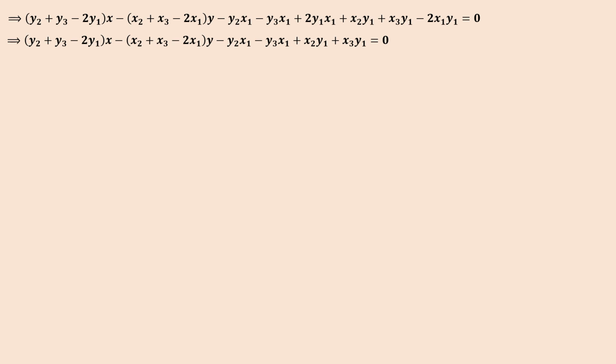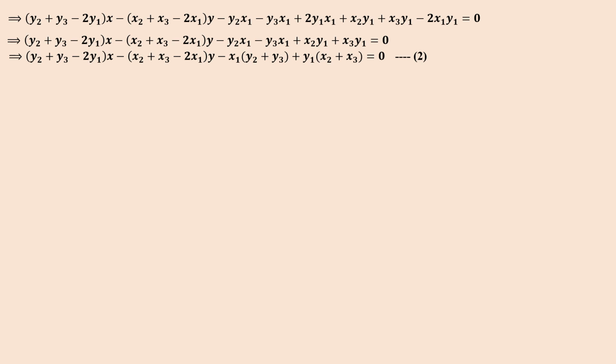So after grouping, 2x1y1 minus 2x1y1 gets cancelled. Remaining, you have the x term (y2 + y3 − 2y1) into x − (x2 + x3 − 2x1) into y, then − y2x1 + y3x1 + x2y1 + x3y1, which is equal to 0. So we write this as equation number 2. Whether you group or not, no problem.